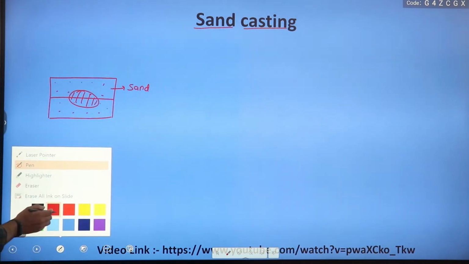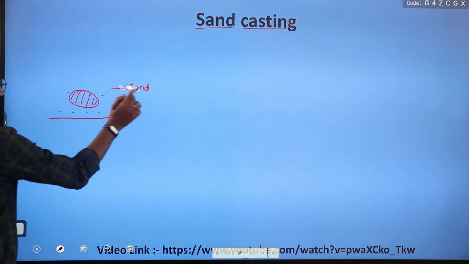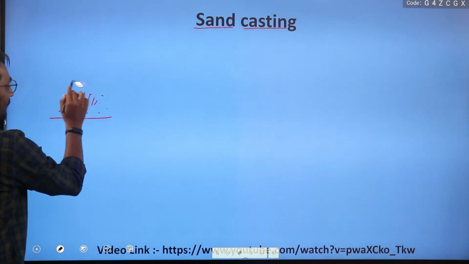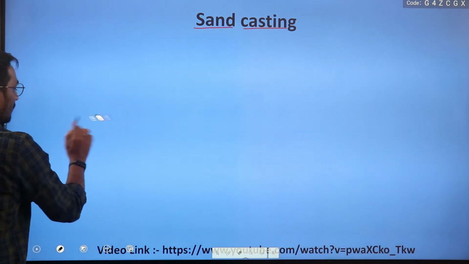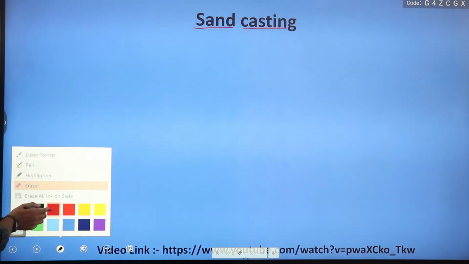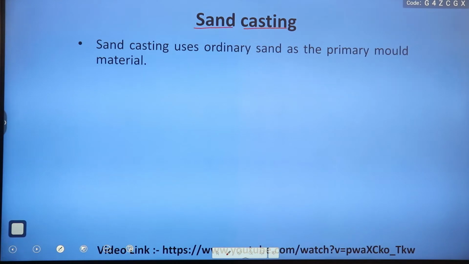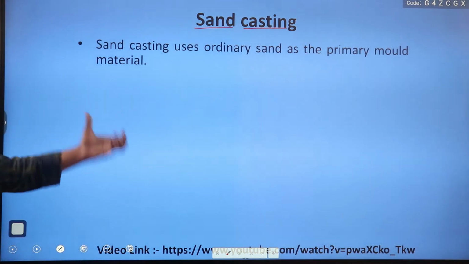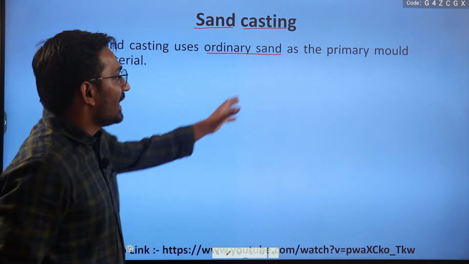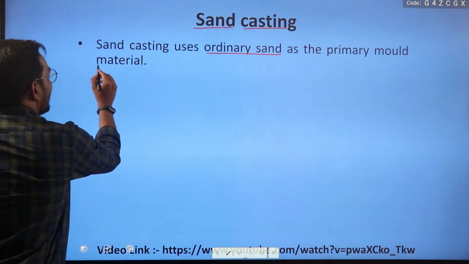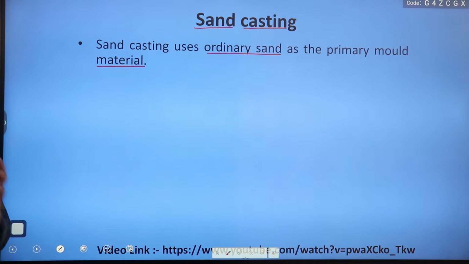Now let us see what we mean by sand casting, right? Let me remove this. Now let us talk about what we mean by sand casting. So sand casting uses ordinary sand as the primary mold material, right? Your primary mold material is your normal, ordinary sand, which is available.